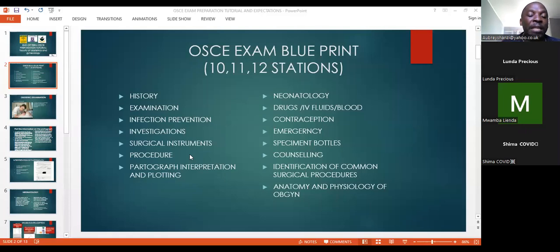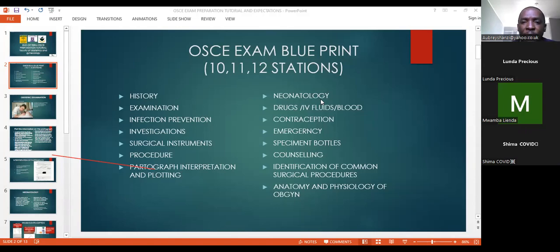Then we sometimes have a procedure station, if we have enough examiners, where you do an MVA, or do a vaginal exam, or do hand washing or gloving, things like that. You do a certain kind of procedure. Then we have Partograph plotting and interpretation, which we've already talked about. On neonatology, we usually ask you for the APGAR score. We put the parameters there and you calculate the APGAR score. The other thing about neonatology is the fetal skull, the anatomy of the fetal skull, which is important.